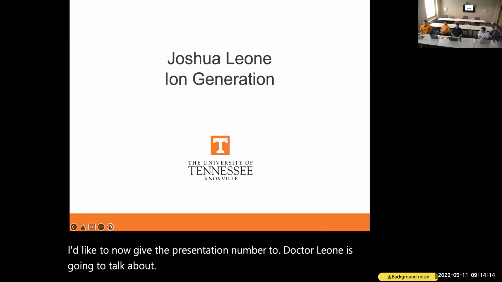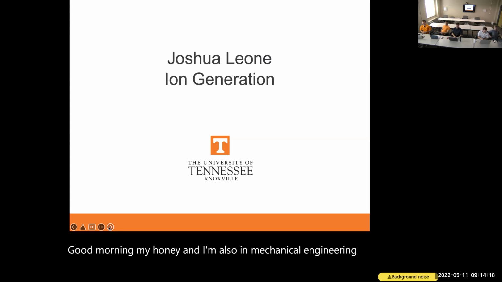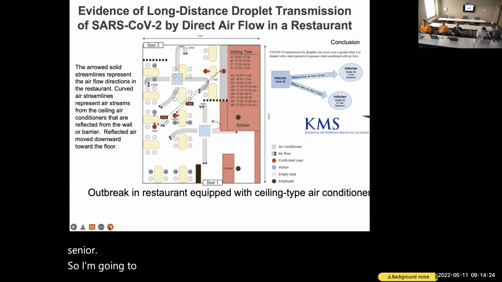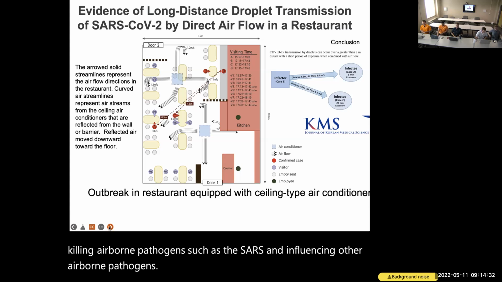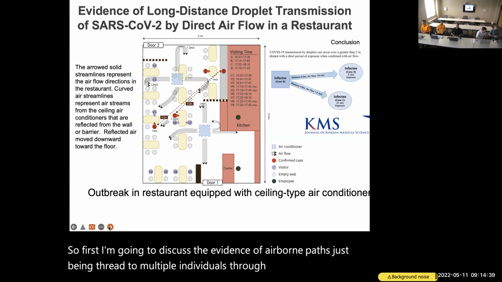Good morning, my name is Joshua Leone, and I'm also a mechanical engineering senior at the University of Tennessee. I'm going to be discussing ion generation and its applications for killing airborne pathogens, such as SARS, influenza, and other airborne pathogens. First, I'm going to discuss the evidence of airborne pathogens being spread to multiple individuals through HVAC systems.